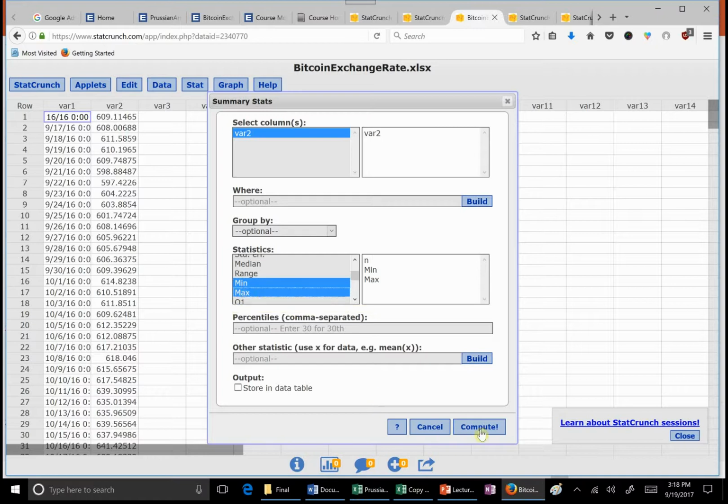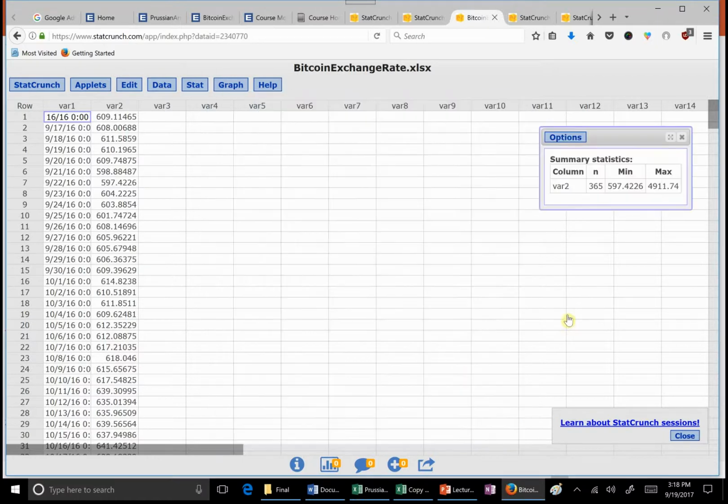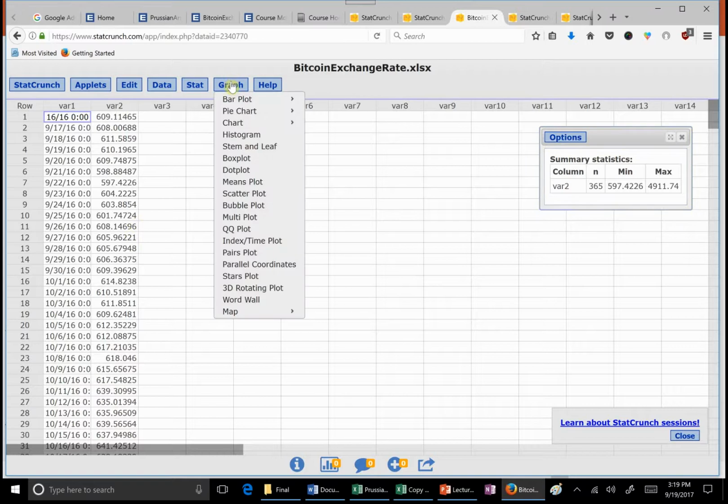Okay. And there we go. Okay. And nothing looks really crazy. I'm not seeing any values that are really off the wall, but I have 365 values I have for the whole year. So let's go ahead and try dot plot.